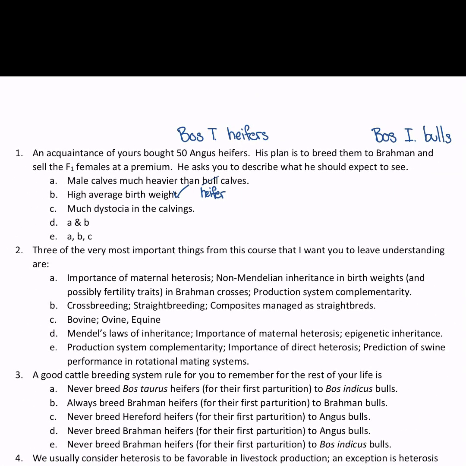The answer choice that y'all have says male calves much heavier than heifer calves. I had to make the correction here, but we know that the male calves will be much heavier than the heifer calves when we have a lot of Bos Indicus in the bull compared to the female. And since these are Angus heifers, we can expect to see much dystocia in calving because of those higher birth weights that we're going to see since we have so much Bos Indicus in the bull. So the correct answer choice for this is E.